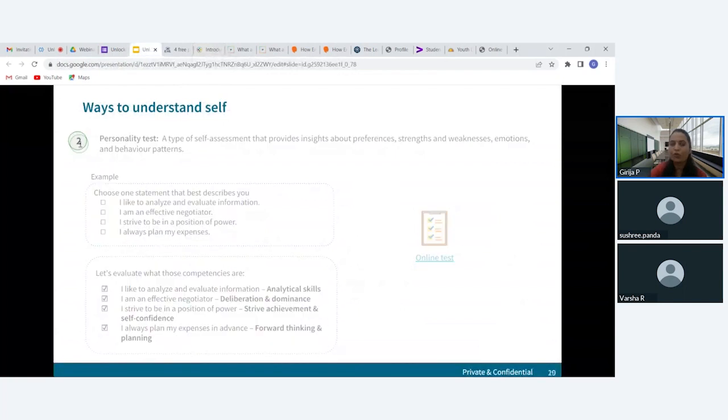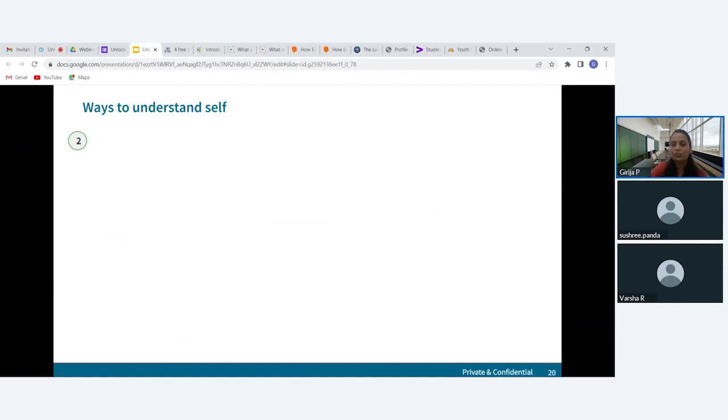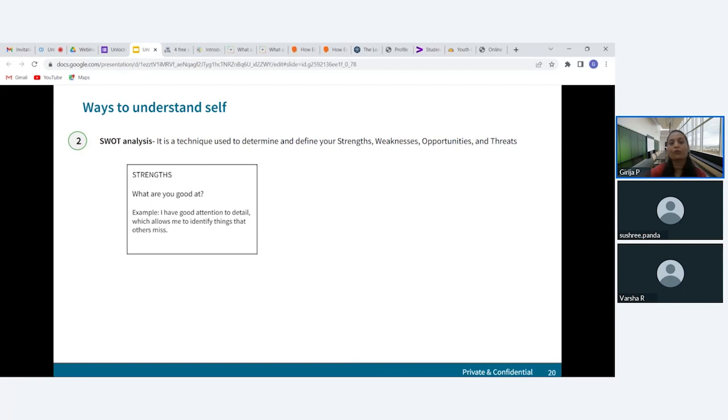Let's move ahead and see another way you can understand yourself. Another way is SWOT analysis. SWOT analysis will help you understand what kind of challenges you're facing, how you can overcome them, and how you can develop your plan for your own personal growth. It has four components: strengths, weaknesses, opportunities, and threats. Strength is what you're good at, what your unique qualities are, what you're strong at.